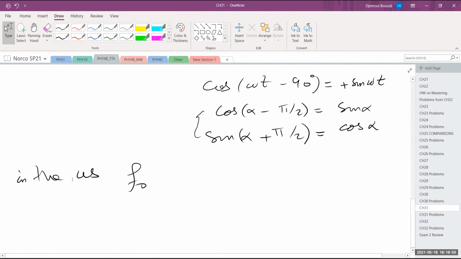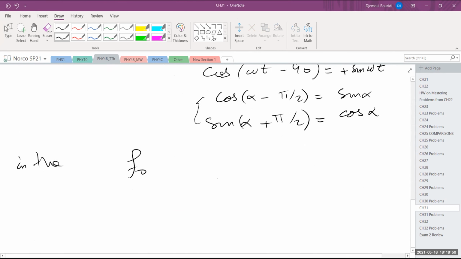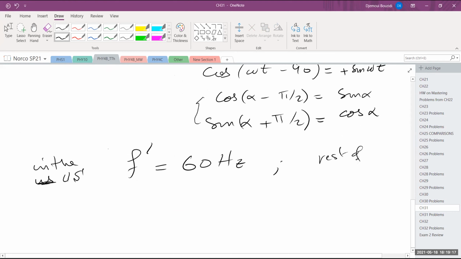In the United States, F prime, actually, let me fix that. F prime, which is in the US, is equal to 60 hertz. That's how much in the United States. In the rest of the world, basically F prime is 50 hertz. Okay, that is the power company that determines this number for you.